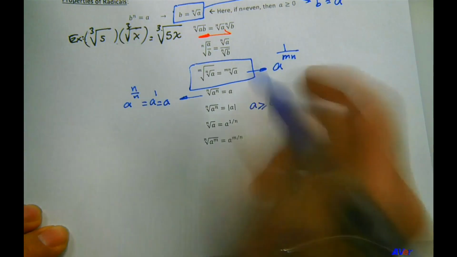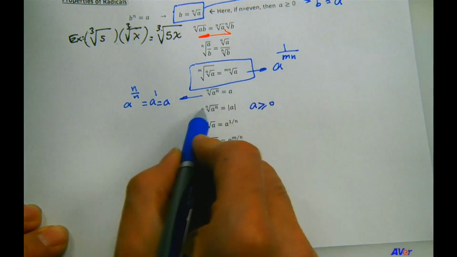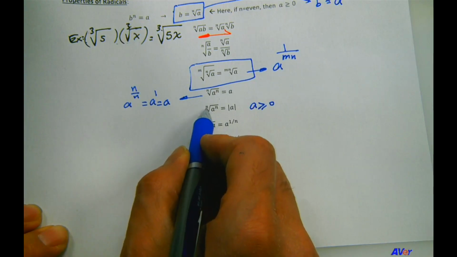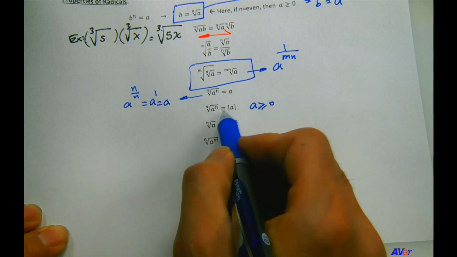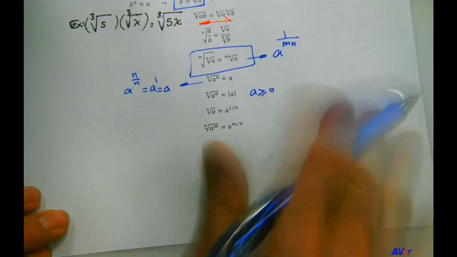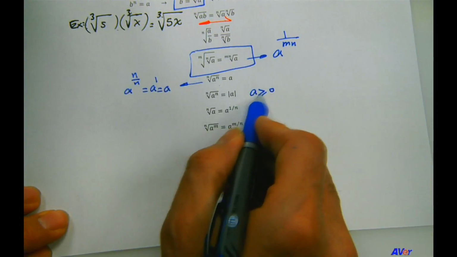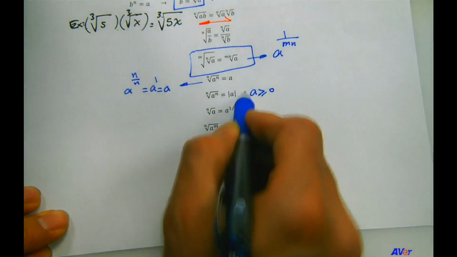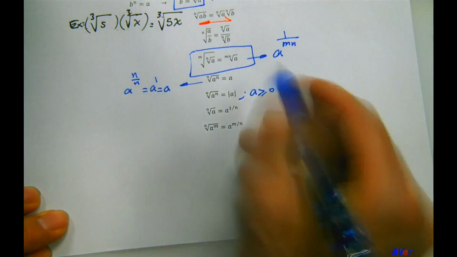Okay? Because if a is negative, then this index has to be an odd number. Otherwise, we get a complex number, which is not the subject of this. Okay? So only for values of a positive, a greater than or equal to 0, this is true.